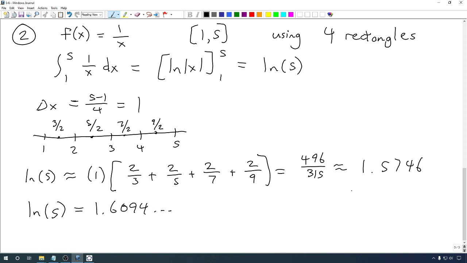So maybe not the best approximation. We're close. We got within, let's say, 0.03, 3/100ths of the correct answer. But again, we only did 4 rectangles. We could use more rectangles, and it would take more adding of fractions, but we could get a better approximation for the natural logarithm of 5.